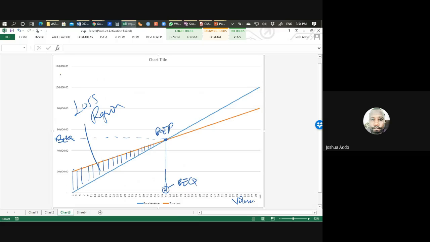So the vertical axis is for both revenue and cost. If you trace here, you get the break-even revenue. If you trace here again, you get the break-even cost. They converge. They are all 50,000, 50,000. That is why the profit is 0. And if you trace down here, you will get the break-even quantity.